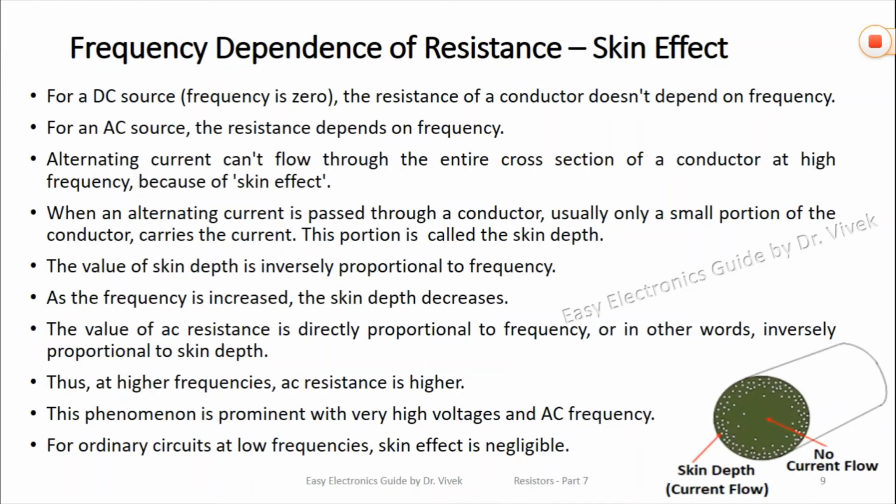For a DC source, the resistance of a conductor does not depend on frequency. For an AC source, the resistance depends on frequency. When an alternating current is passed through a conductor, only a small portion of the conductor carries the current. This portion is called the skin depth. As the frequency is increased, the skin depth decreases. Thus, at higher frequencies, AC resistance is higher. This phenomenon, skin depth, is prominent with very high frequencies.